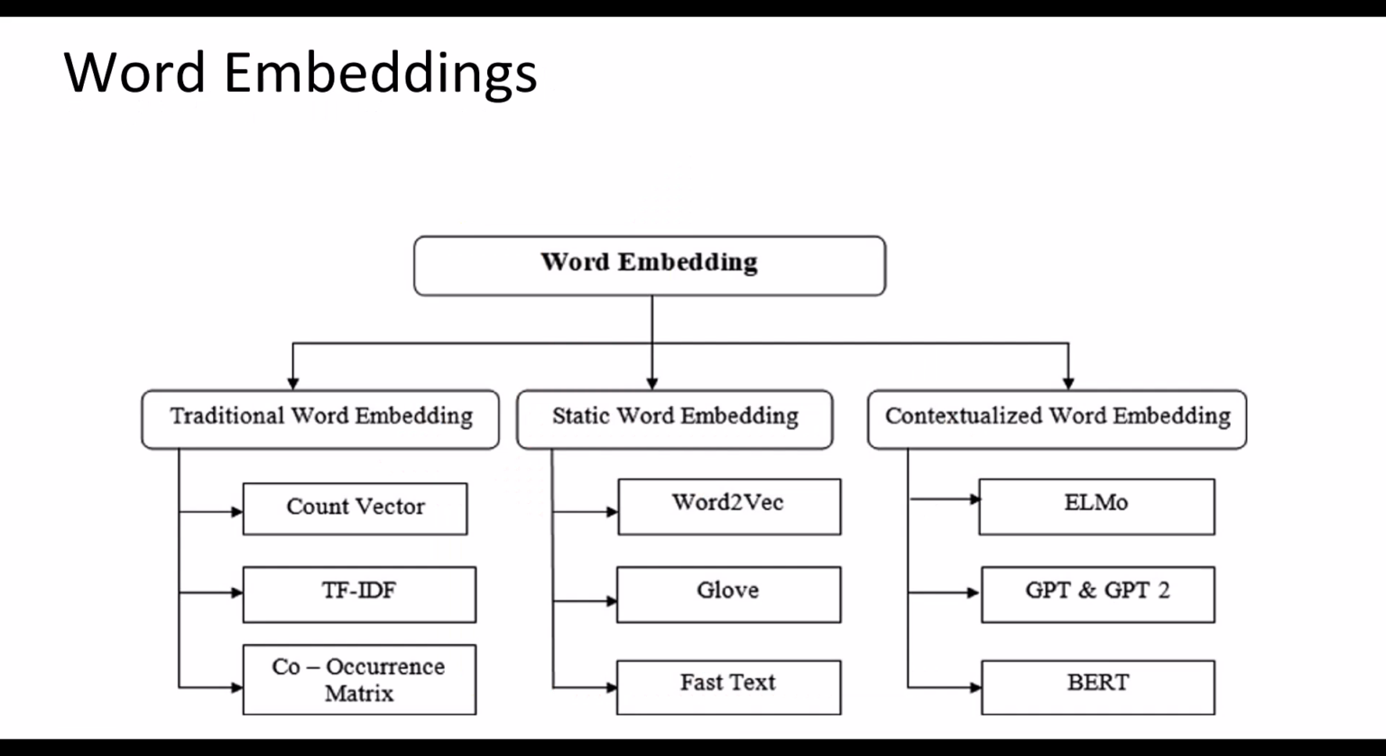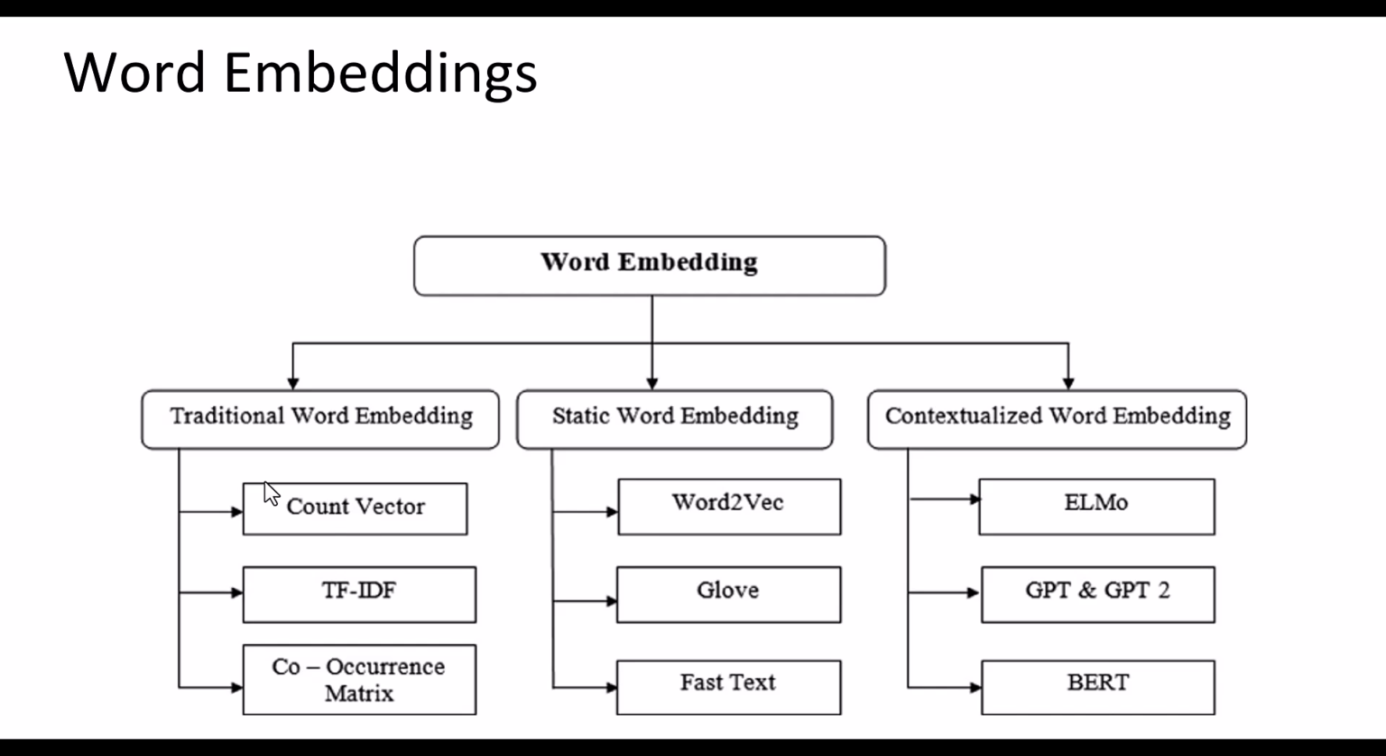As I discussed earlier, we need to convert text data into numerical data. So this word embedding technique is a technique to convert text data into numerical data. There are many ways to convert text data into numerical data, like traditional word embedding techniques such as bag of words, count vector, TF-IDF, co-occurrence matrix.